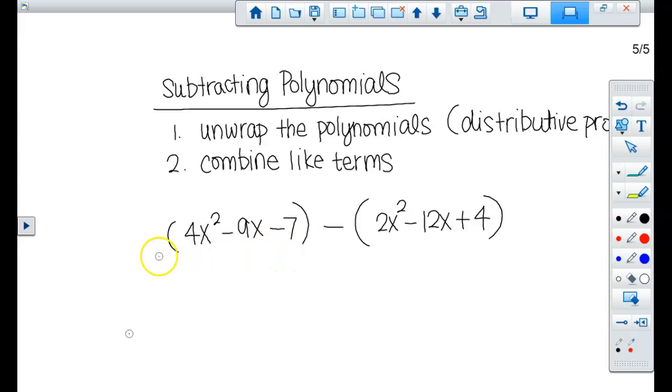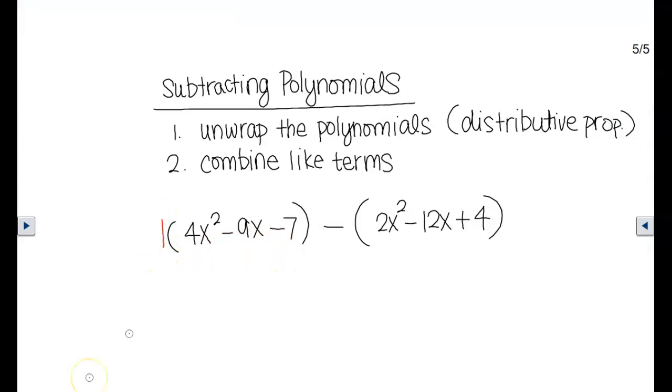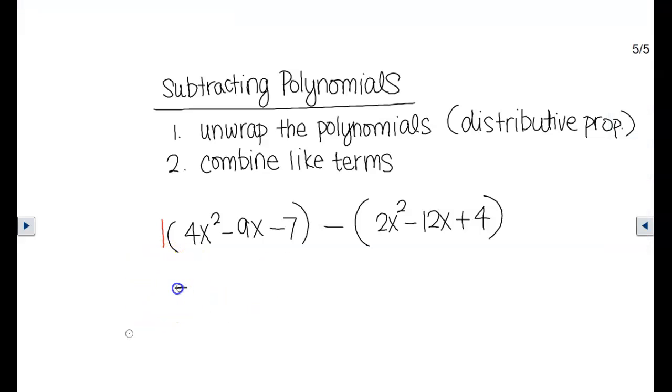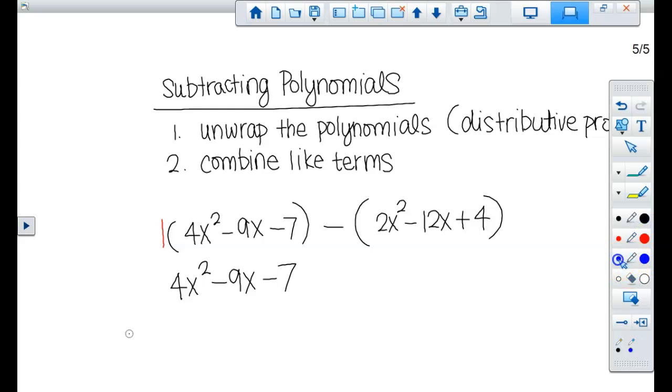All right, so to unwrap this first polynomial, there's a 1 there. So we're going to multiply everything in this first polynomial by 1. 1 times 4x squared, 1 times negative 9x, 1 times negative 7. And notice again how nothing changes. Everything is the same. The only thing that happened is the parentheses are gone.